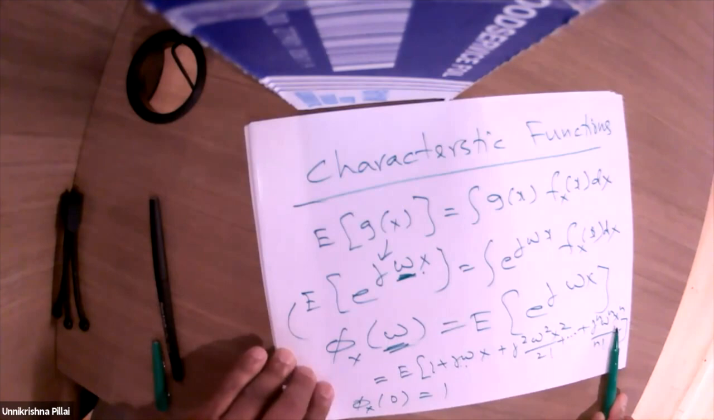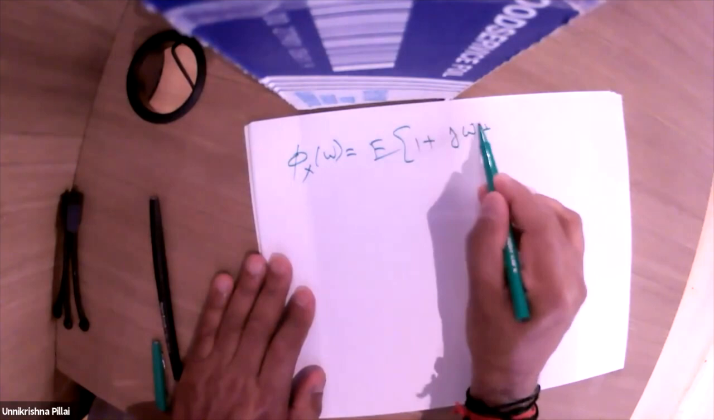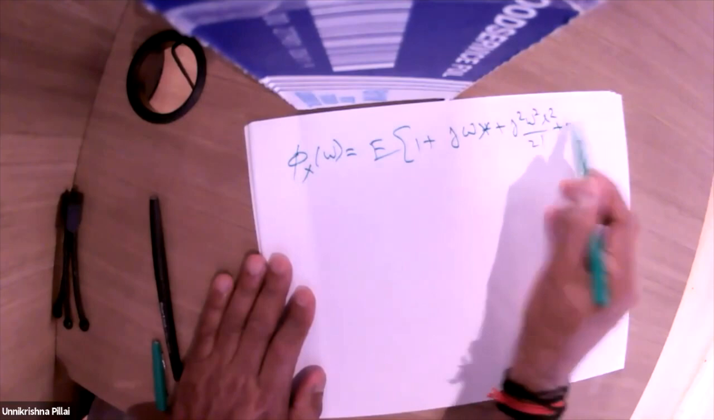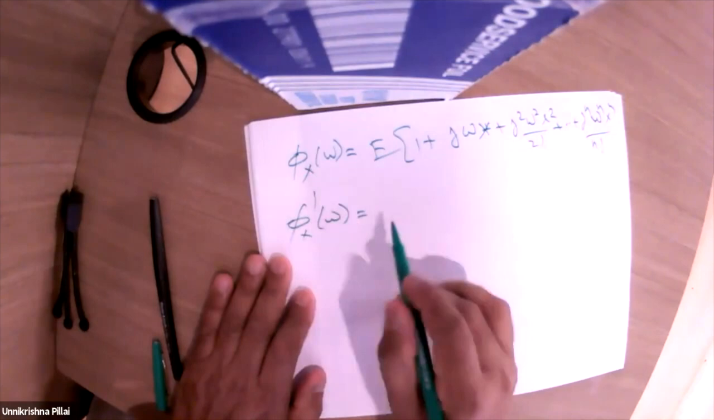So let me do this in sequence. I'll rewrite here. Phi x of omega is the expected value of 1 plus j omega x plus j squared omega squared x squared by 2 factorial, and so on. And let me take the derivative of this with respect to omega. I'm going to do it on the right side. So look at the right side. This will go away. This will become jx.